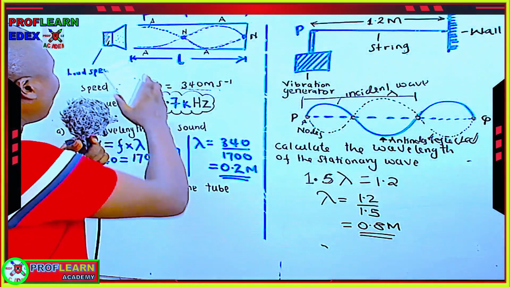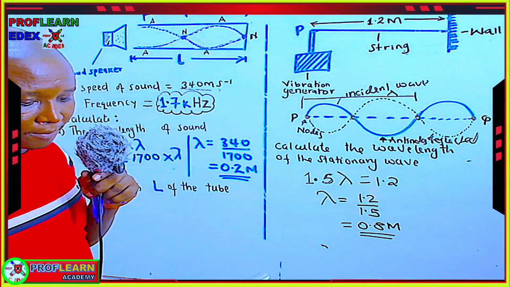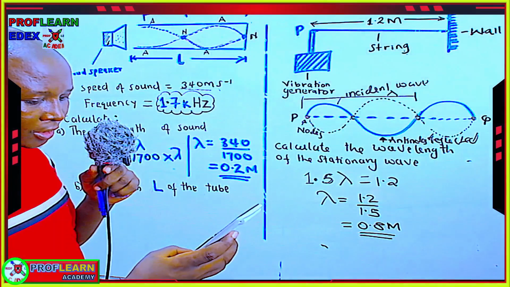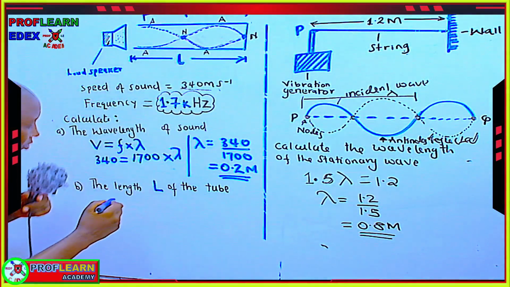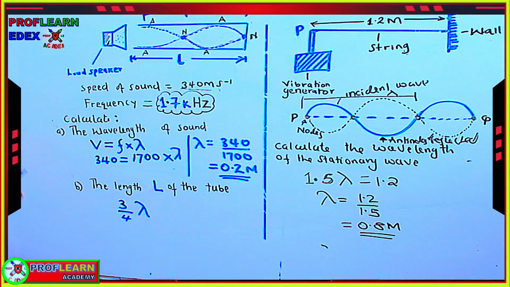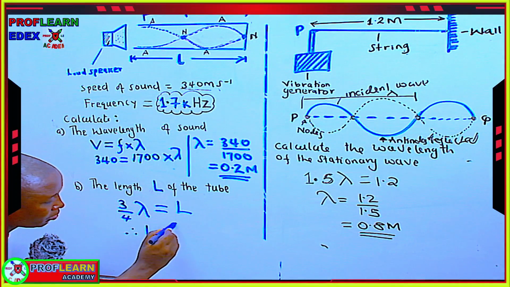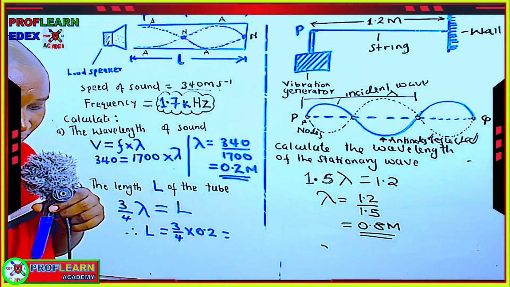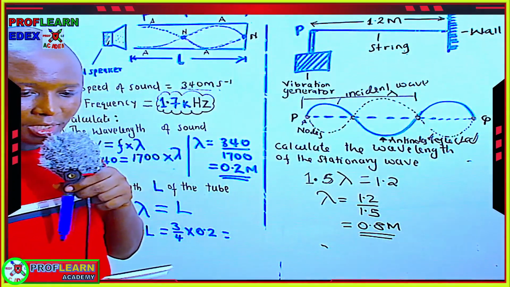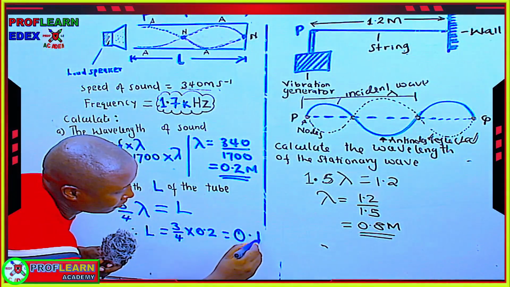So for the distance between this antinode and this second node, it will be 0.25 plus 0.5, and that translates to 3/4 of a wavelength, and those are spread across the length L. Now, in order to find L, we already know the wavelength, and therefore L is equal to 3/4 times 0.2, because that was our wavelength. We get our answer as 0.15 meters.